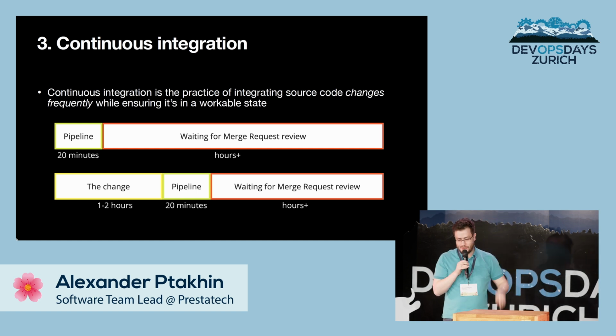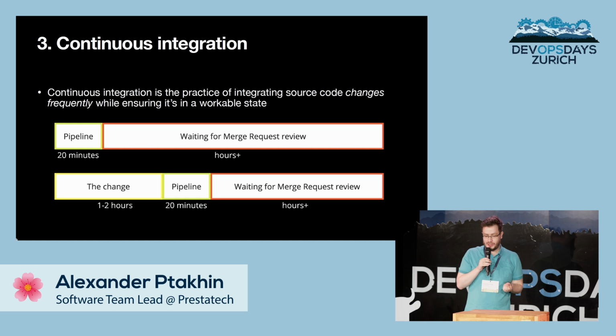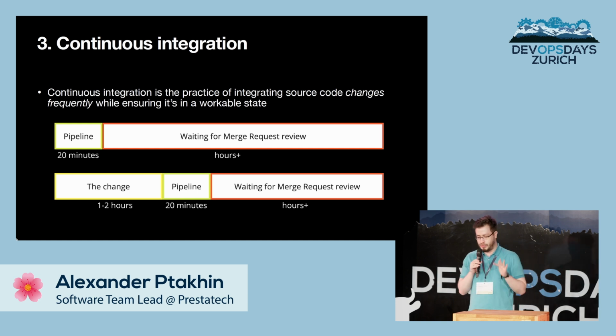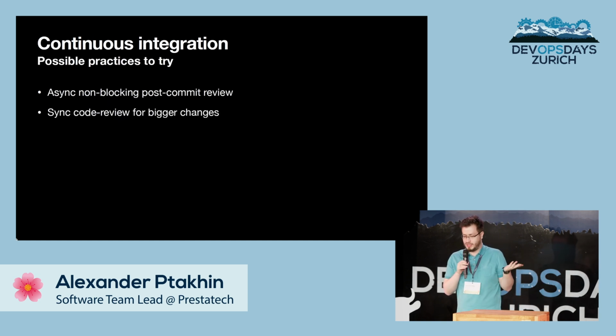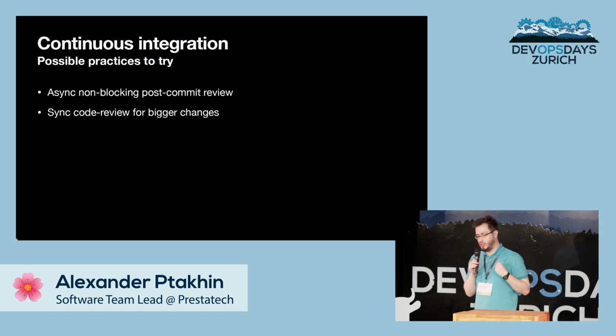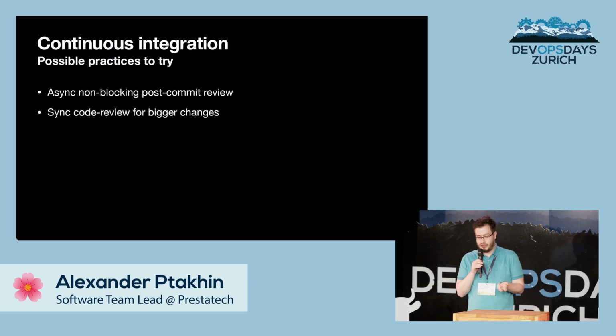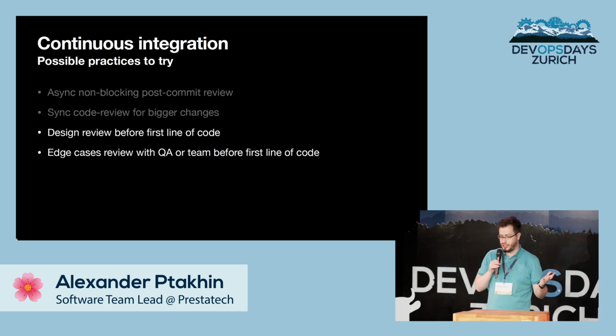So, optimized, done. The really hard thing is that a pipeline may take 20 minutes, but then it's hours of waiting for pull requests. Maybe that hits us even more. What can we try? For some small things, we can try asynchronous, non-blocking post-commit review. If it's not breaking production, we are fine. And synchronous code review for bigger changes.